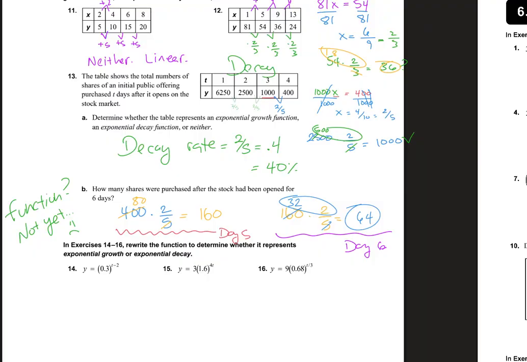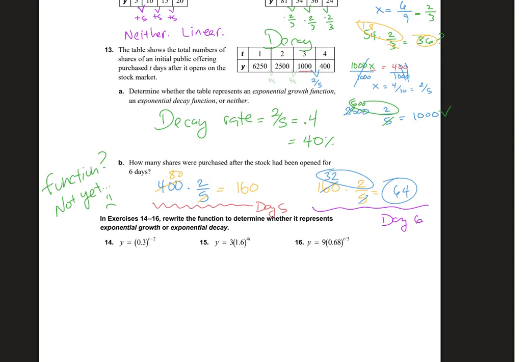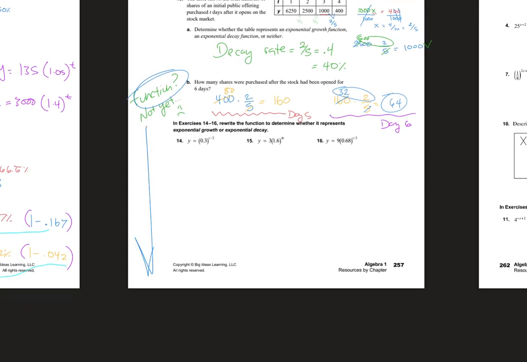Hang on, that's what it's worth? The number of shares of an initial public offering purchased. Ooh. So yeah, after 6 days, only 64 purchases have been made. I don't know if you have any feelings about what the heck that means or not, but there we go. They're not buying many shares. So now, do you want the function version? I'll show you if that's what you are interested in.